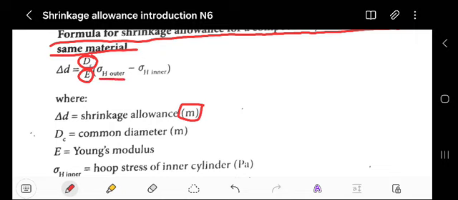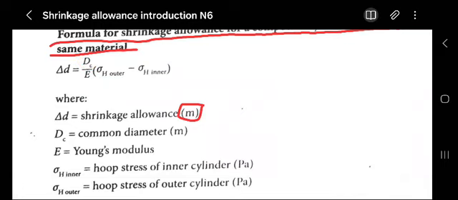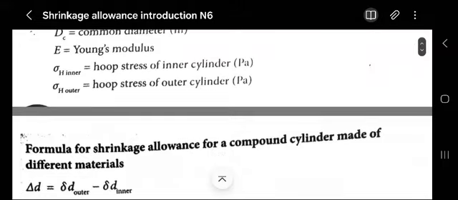Check the outer. There is no Poisson's ratio. Do not put Poisson's ratio. There is no Poisson's ratio. Outer hoop stress, inner hoop stress. We have hoop stress only here. Hopefully you check that it is hoop stress only when you are doing this.